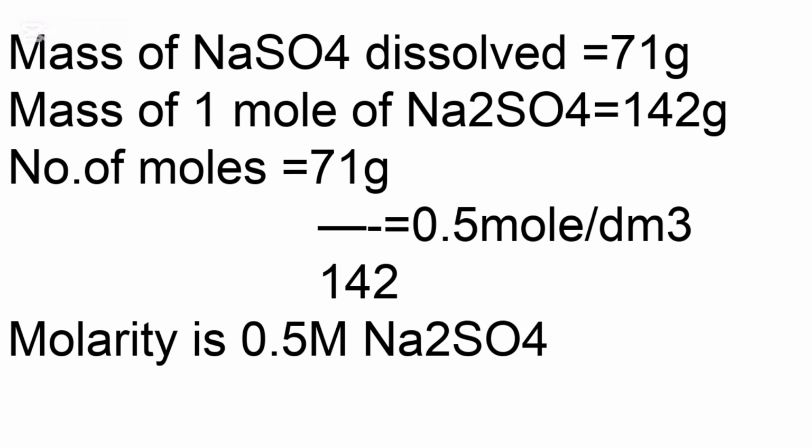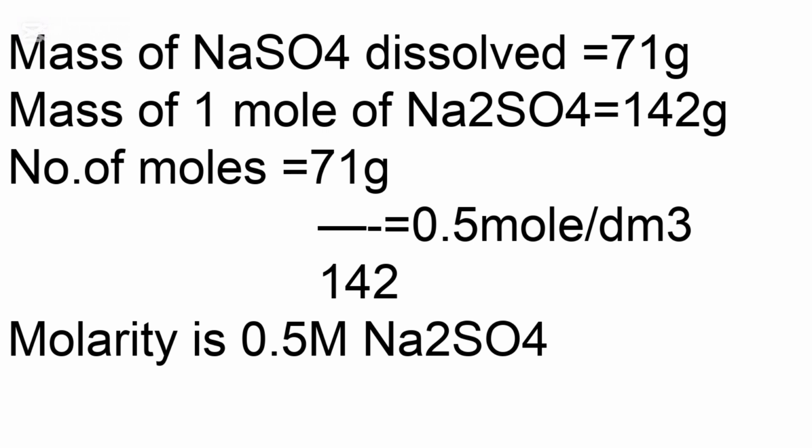Then from there, remember, number of moles is always equal to the mass in grams over molar mass. The mass dissolved in grams, which is 71 grams, divided by the molar mass, which is 142 grams. Molar mass is the mass of 1 mole of a molecule. So when you divide the two, you end up with 0.5 mole.